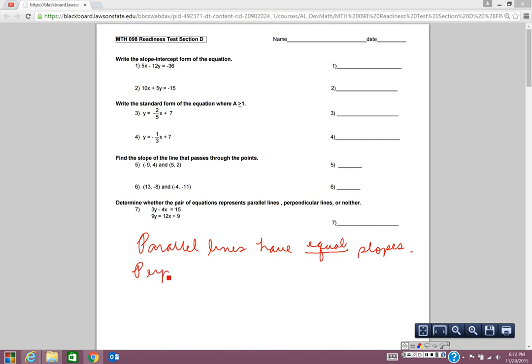Perpendicular lines have opposite reciprocal slopes. So opposite reciprocal means that the one slope is negative, the other one is positive. And reciprocal, of course, means one slope is the flip version of the other slope. So make sure you write these notes down.